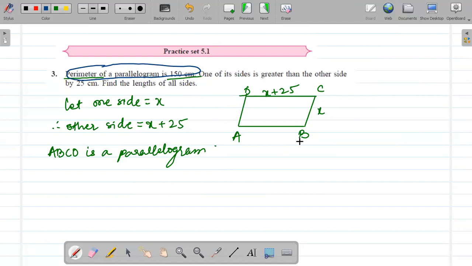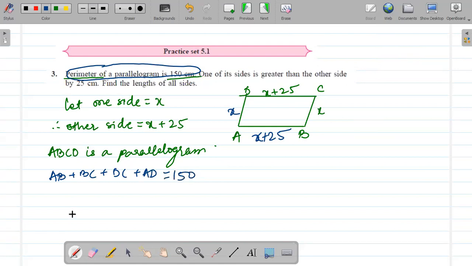Let's use summing, that is adding all the sides. So if this is x, the opposite side is also x. If x plus 25 is this side, then the opposite side is also x plus 25. Okay, so how do we proceed? We are given that the sum of all sides is 150 centimeters. That means AB plus BC plus DC plus AD, the total, equals 150.